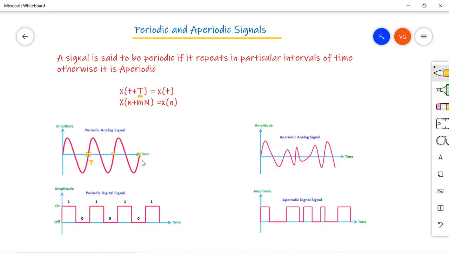Similarly, if you see a digital signal, 1 and 0, this is the fundamental signal that is repeated again and again here. So again, this digital signal is also called periodic.